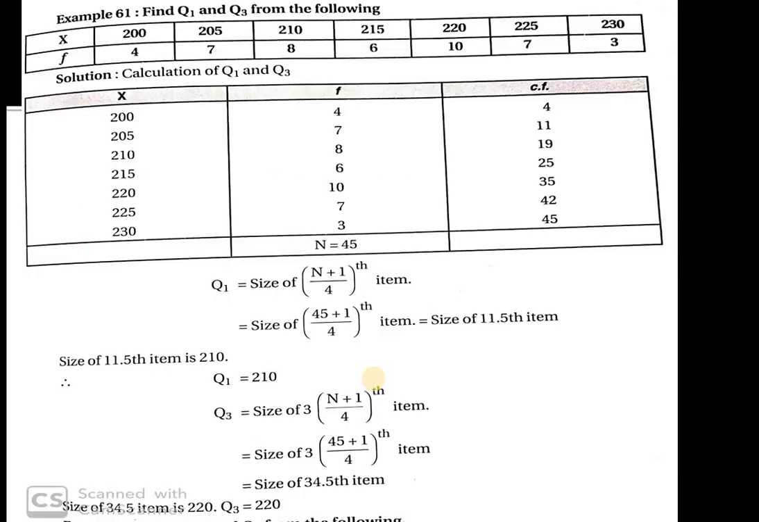Here we arrange the data, it's already arranged, frequency is there, we calculate the cumulative frequency, and n is coming as 42. After calculating the size, we get 11.1. We have 11 and the next higher number is 11.5. The corresponding value, 210, is the Q1. Same case for 34.5: again 35, and 220 is the Q3.